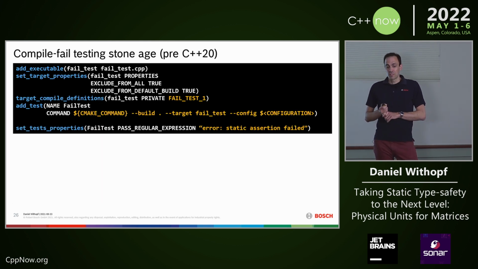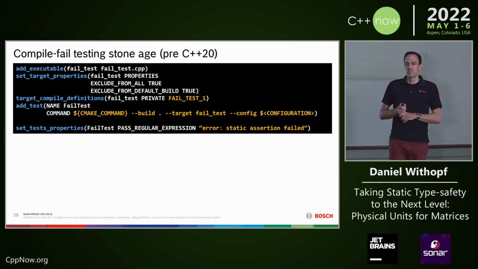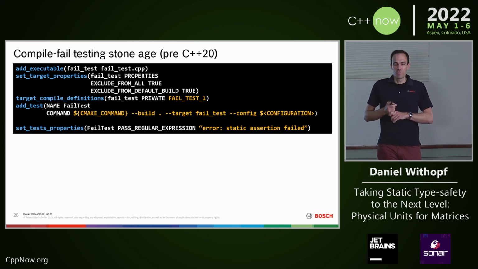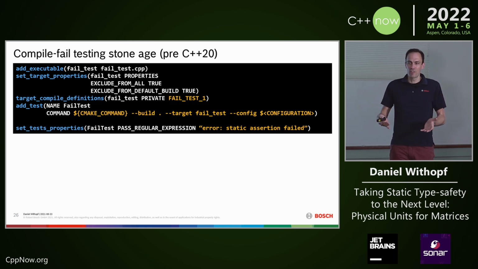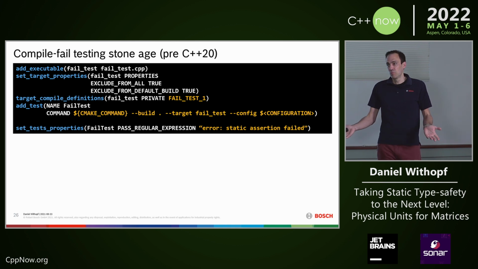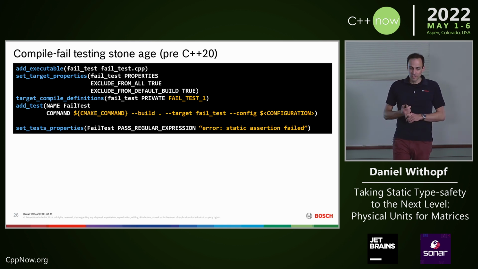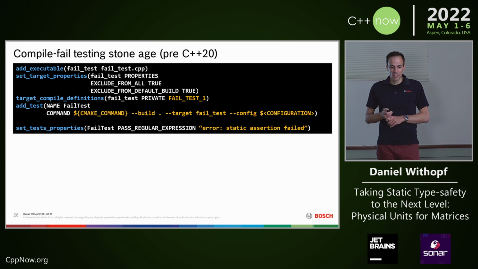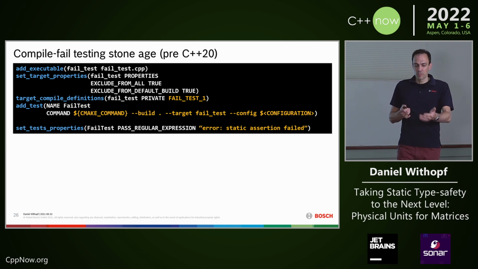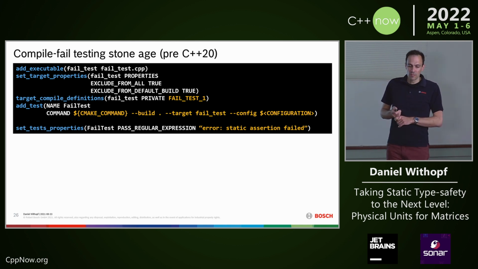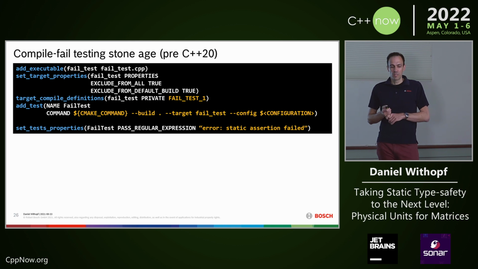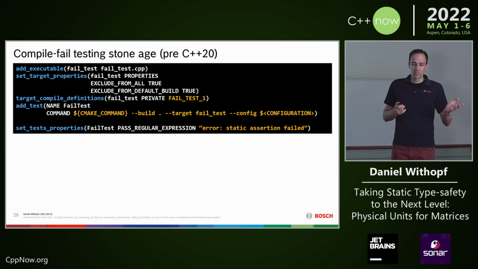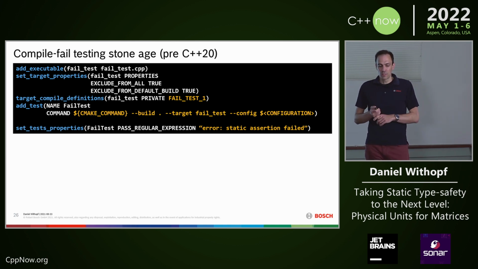Good, now I mentioned we also want to do compile fail tests. So we want to test that one of the main properties of the library is that it catches the errors with static assertions. So we should test that. And this can be done with a simple CMake trick. So you add an executable, fail test, here. Then you exclude that from the default build in the next line. You add one define with target compile definitions. That's called fail test 1.